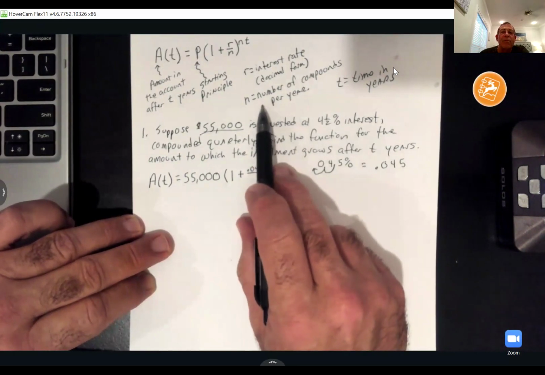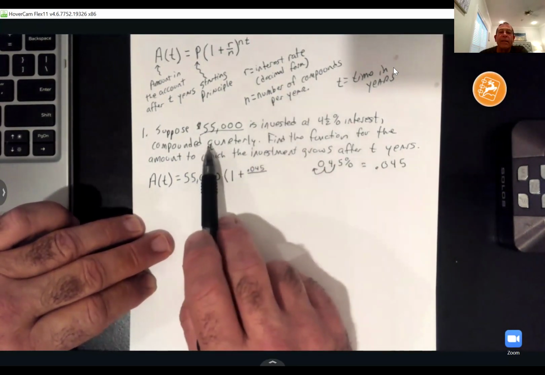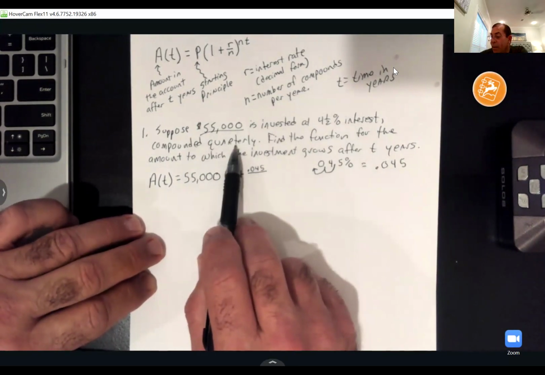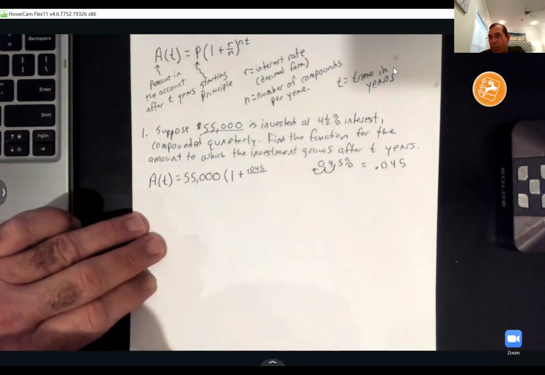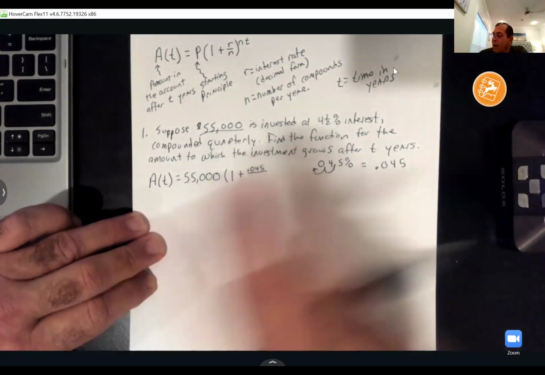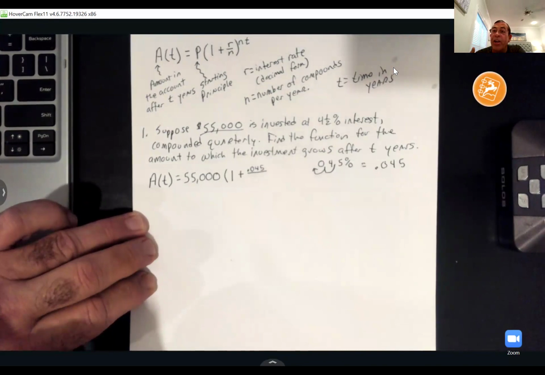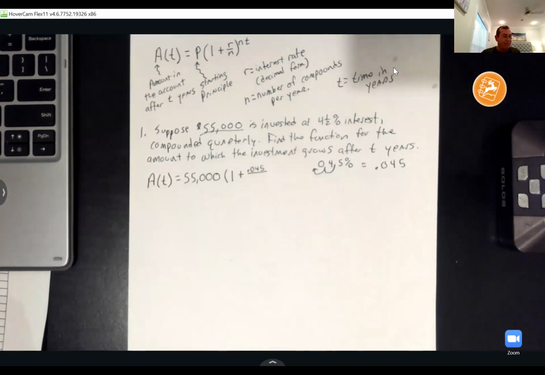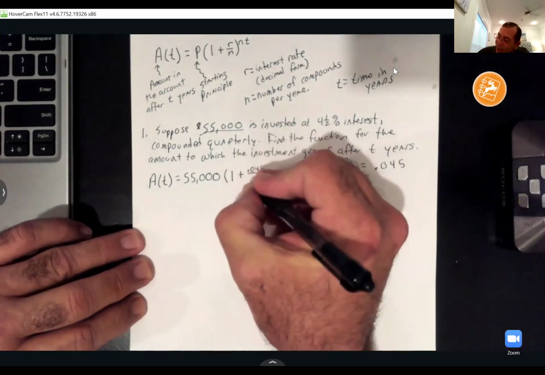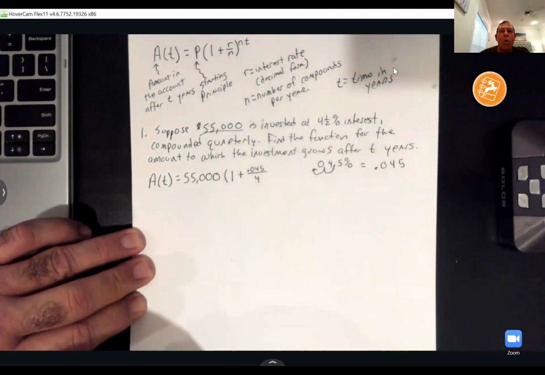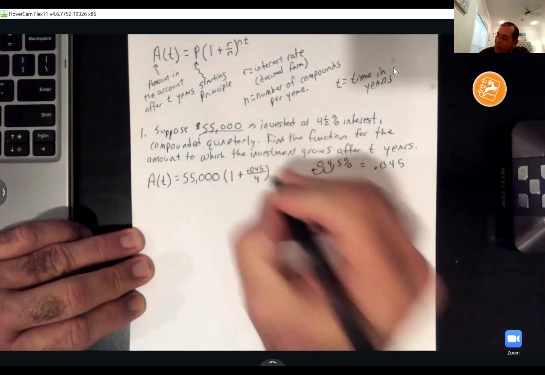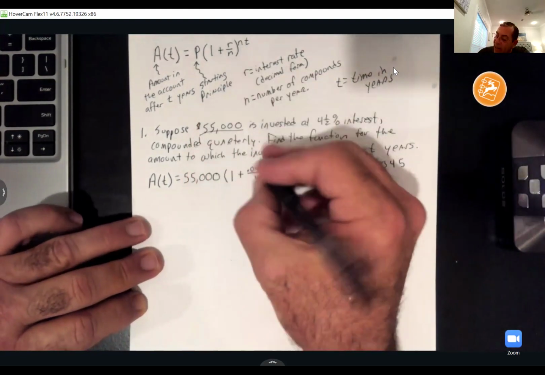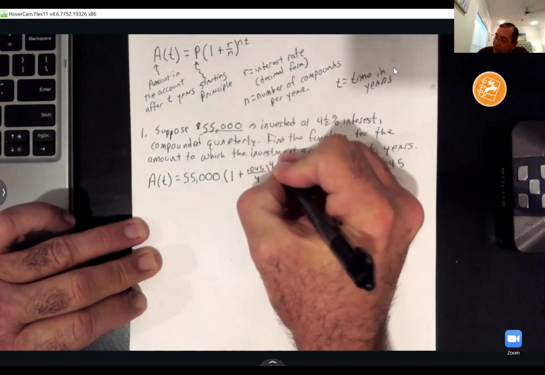Now, N is the number of compounds per year. They said it was compounded quarterly. So what did we say quarterly would be? You just have to figure out how many quarters are in a year. So remember, quarterly means 4 times, okay? Then you close the parentheses, and then we have NT, where N is still 4 times T, and we don't know T.